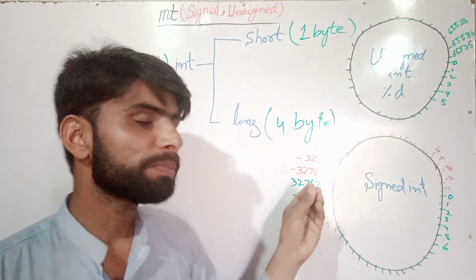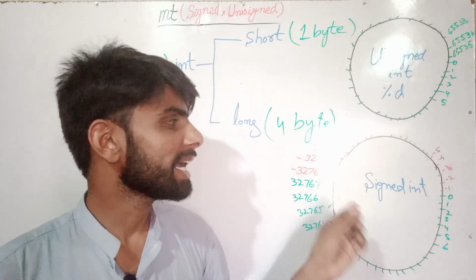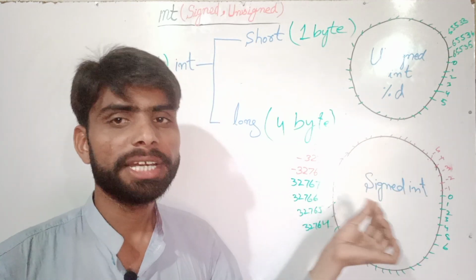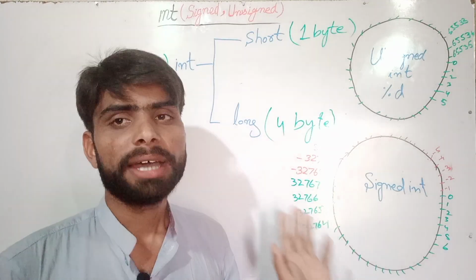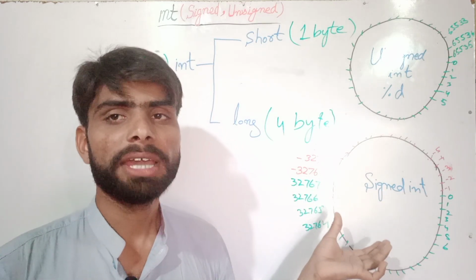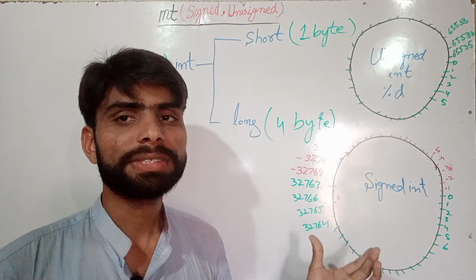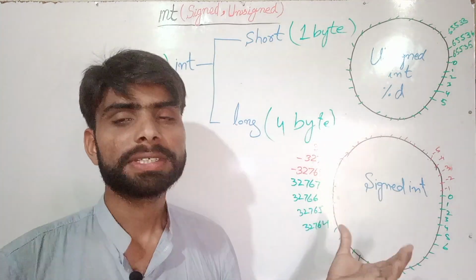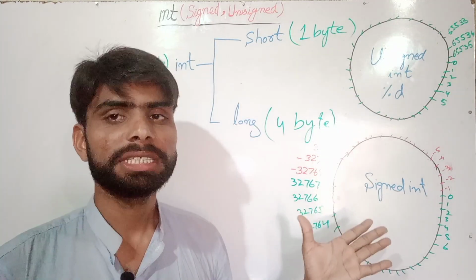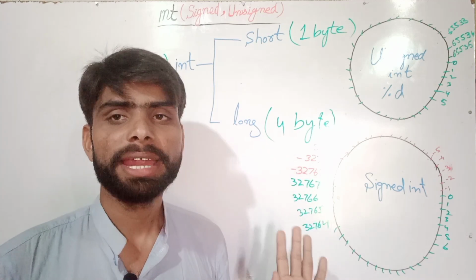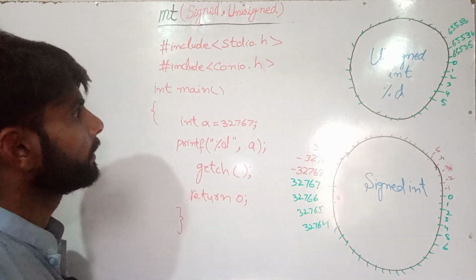When any value is printed on the screen, the compiler checks that the value is in that range. If the value exceeds that range, then you will get an unexpected value. Or if you give a value that is very small, below the range, then you will also get an error, which is called underflow. If the value exceeds the range, it is called an overflow error. So let's understand with a program.